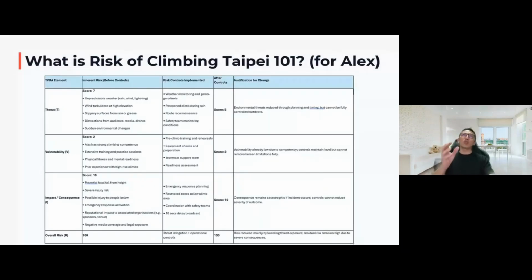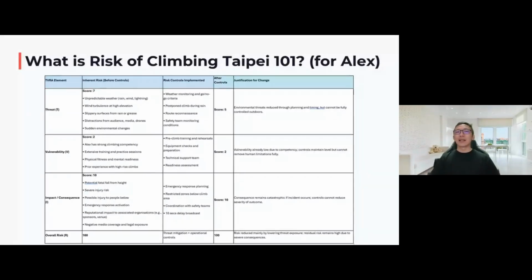Now in the risk control that is implemented, they do weather monitoring. As I was saying, on the Saturday they monitored that the rain was there, so they postponed it. And Alex did some practice climbs. It's not like the first time he climbed up. He did some route reconnaissance. He studied the building, the structure. How is he going to overcome the various obstacles? In fact, there was an analysis that says he could have climbed the easier route up the building, but he chose the more difficult one. It's part of his plan. He wants to overcome the obstacles, and he thinks he can.